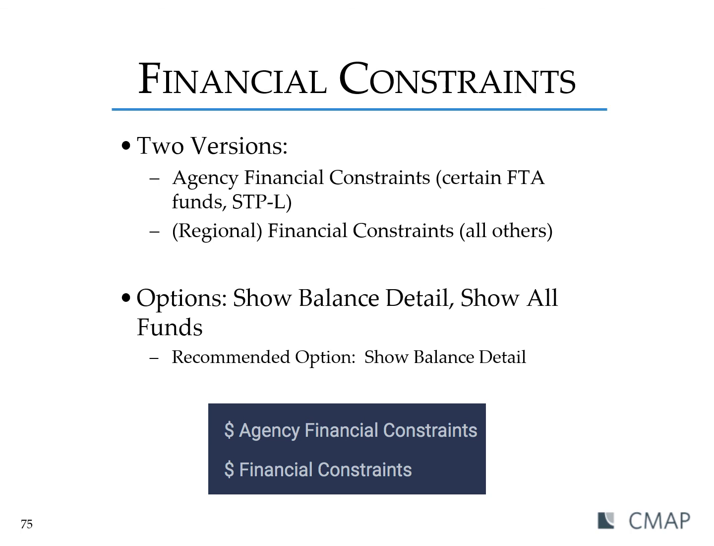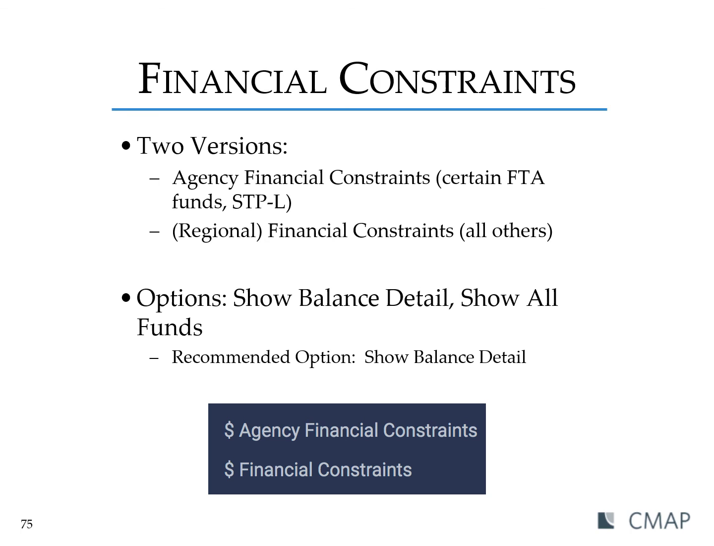Each report has 2 options, so you can select Show Balance Detail. That will show revenue, programmed amounts, and balances. Or you can select All Funds, and that includes every eTIP fund source, whether constrained or not. We recommend using the Balance Detail option, and it's what I used in the next 2 slides.